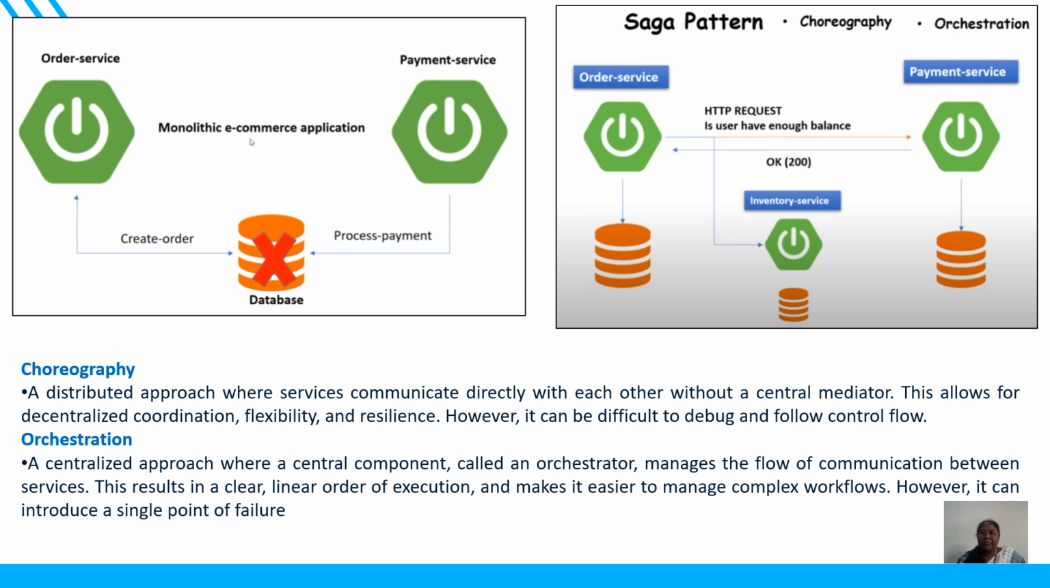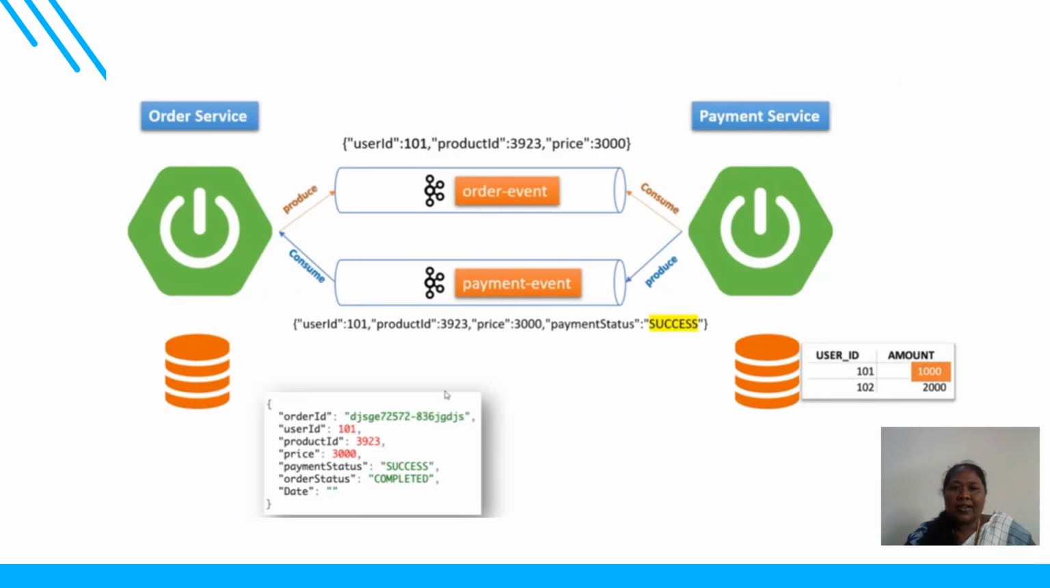So this is the difference between the monolithic architectural style and a Saga based pattern. There are two patterns, and in detail we are going to study these two with examples. For example, look at this order and payment service. It's a microservice architectural style. The order service is maintained by this database, and the payment service is maintained by this database.